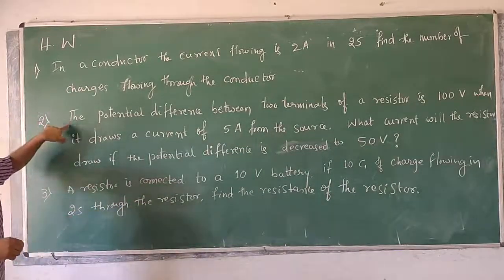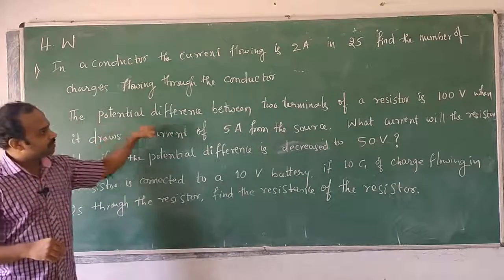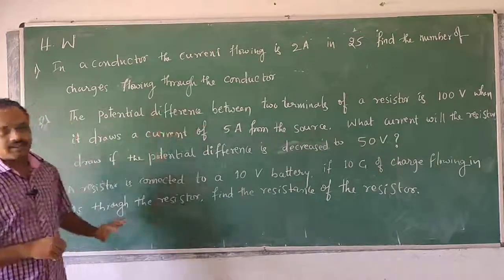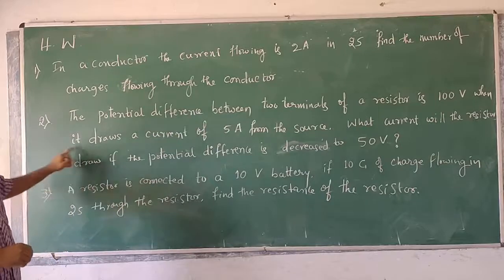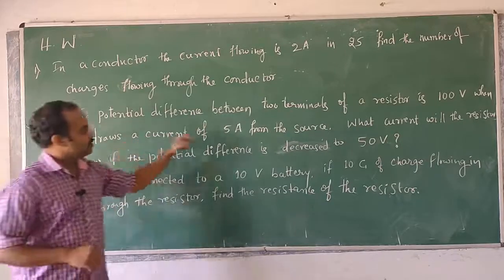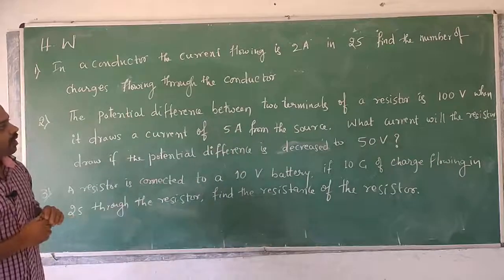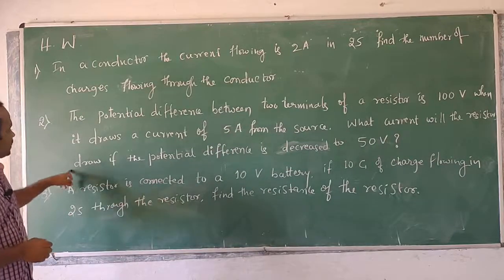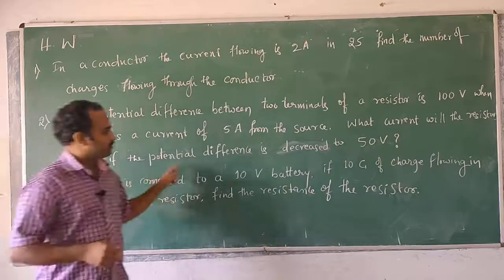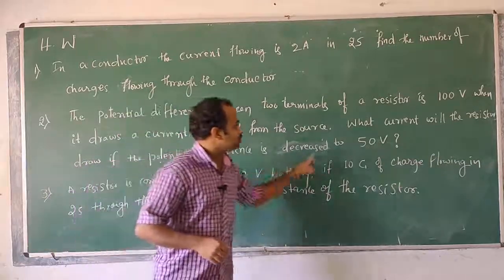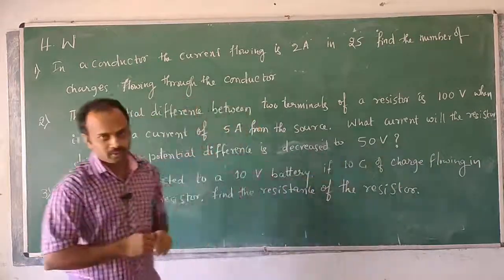Second one: the potential difference between two terminals of the resistor is 100 volt. When it draws a current of 5 ampere from the source, what current will the resistor draw if the potential difference is decreased to 50 volt?